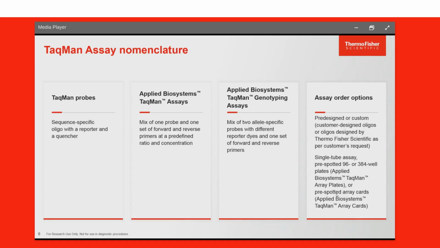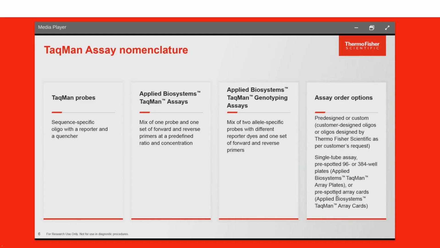Another type or application of TaqMan assays would be genotyping assays. In genotyping assays, there is a forward primer, a reverse primer, and then 2 different sequence-specific oligos. Those 2 different sequence-specific oligos will target specific alleles. Those 2 sequence-specific probes will have different 5' reporter dyes on them, almost always FAM and VIC, so that you can do genotyping within your lab.